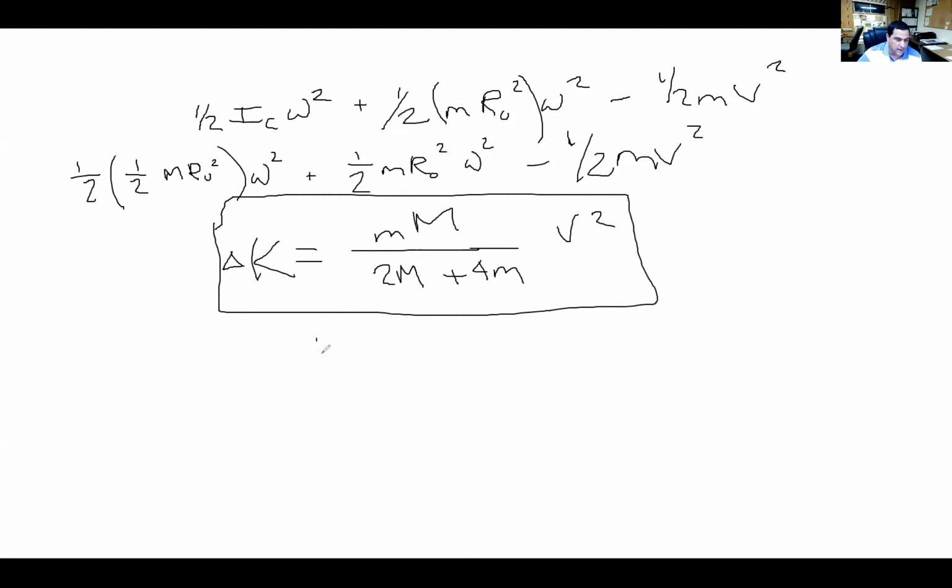So K final is actually less than K initial. So kinetic energy in the final condition is less. Why is that? Well, it's an inelastic collision, so there's some thermal energy that's getting converted when that happens. But total angular momentum is conserved. Okay. Total angular momentum is conserved, but kinetic energy is not conserved.